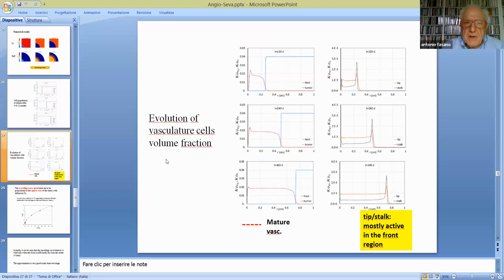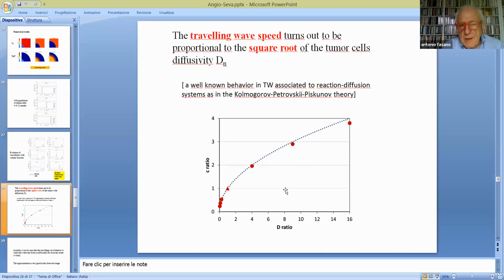And well, a similar thing can be seen for the vasculature, the forming vasculature. You see the angiogenesis, which takes place, this is very interesting, exactly on the propagation front, and practically only there, and it leaves behind the steady mature vasculature.